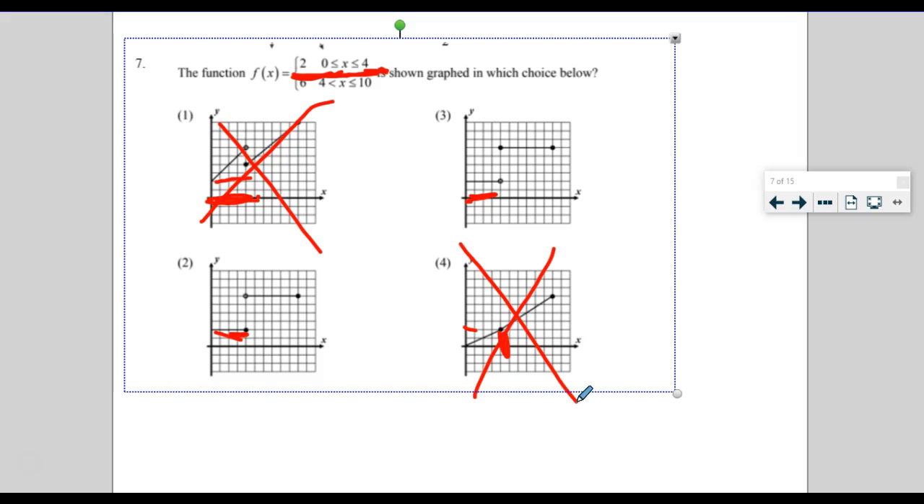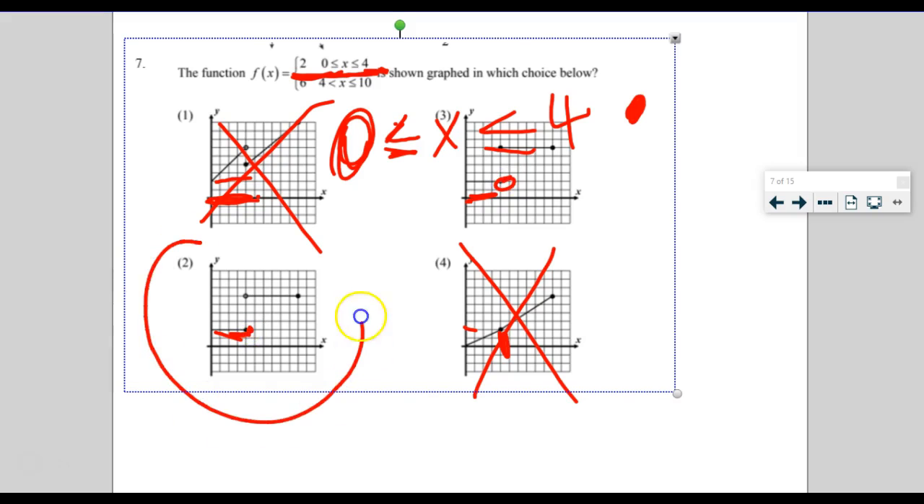We now have to look at the sign. So I'll make it a little bigger so we can see it. That says equal to, and that says equal to. So if it says equal to, then we have to have a closed circle. So there needs to be a closed circle on the 4. I look at this one, this is an open circle. Look at this one, this is a shaded circle. So my answer is going to be 2.